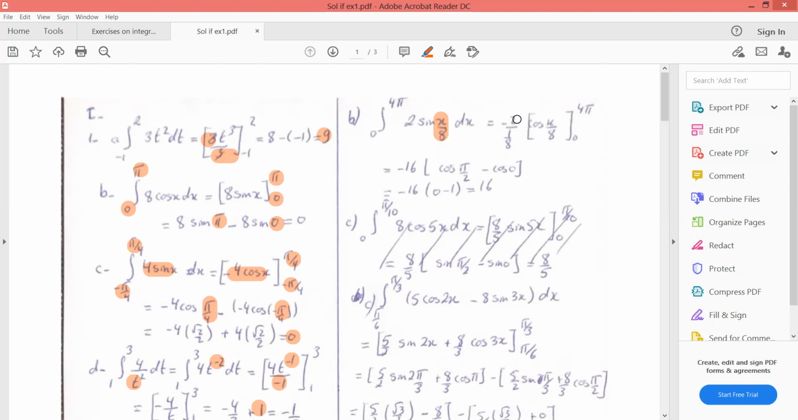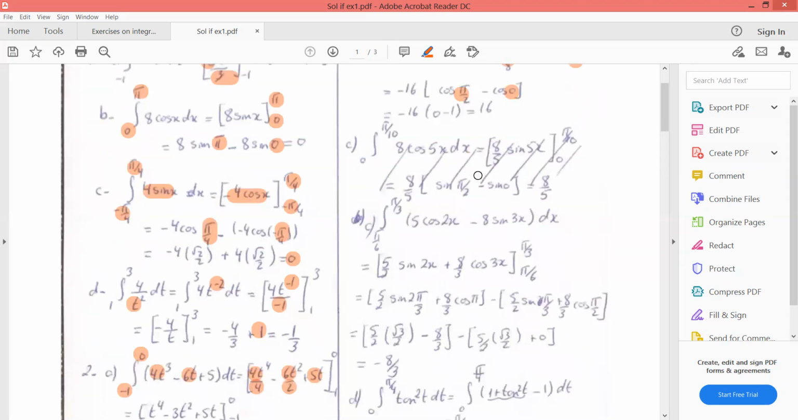We get minus 2 over 1 over 8 cosine x over 8 between 0 and pi over 4. Any questions on how this happened? First we replace x by 4 pi: 4 pi over 8 gives us pi over 2, minus cosine 0. Cosine pi over 2 is 0, cosine 0 is 1. We get 16.